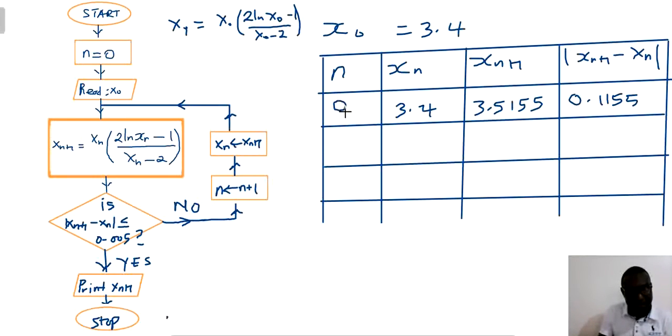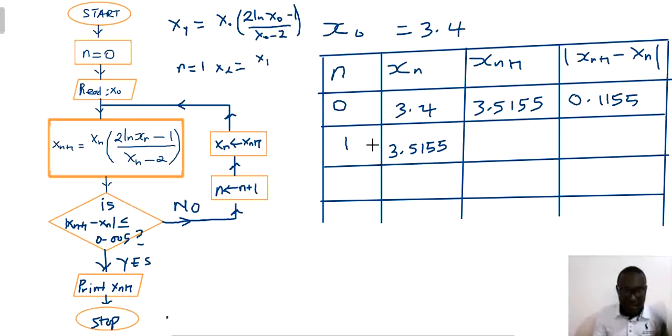This previous n is going to be added by 1. So 0 plus 1 you get 1. And xn will now become, in other words, this value will shift here. Alright? So we have gone to n is equal to 1. So when you substitute here, we shall be computing x2, which is now going to be x1. Okay, but x1 is this value which is here. So let it come here, and we have 3.5155.